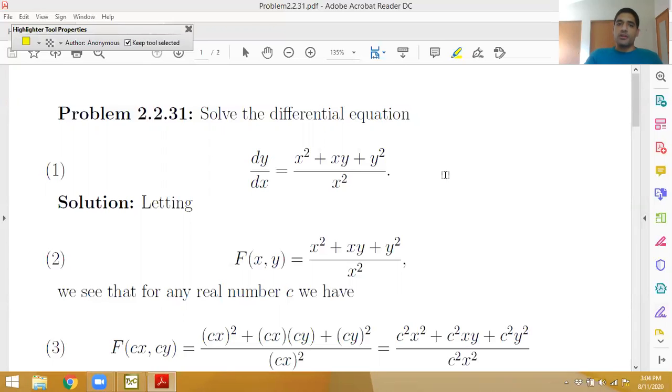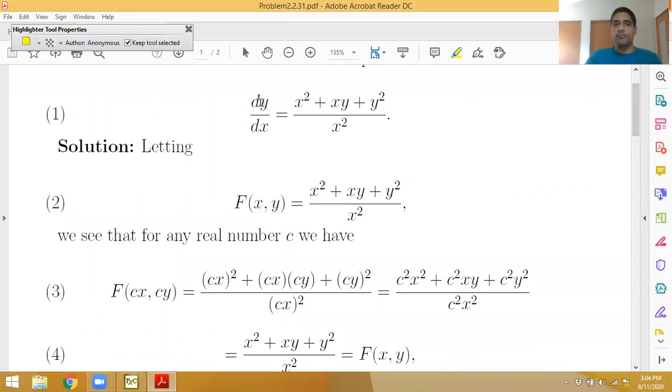So a homogeneous differential equation is just a differential equation of the form dy over dx equals a homogeneous function of x and y. So what is a homogeneous function of x and y? Well, we're going to give it a name. This function we have, this x squared plus xy plus y squared over x squared, I'm going to call it capital F of x comma y. So really, I'm giving it the name capital F, and I'm specifying that the variables are x and y.